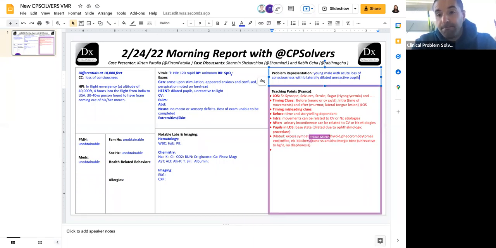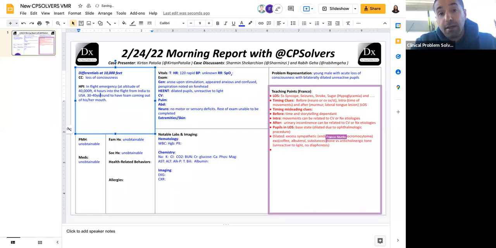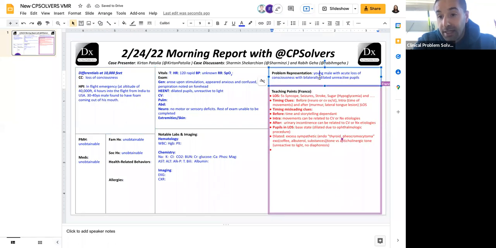But here, the time course is very helpful. You don't know the exact time course, but you know that it has to be less than 4 hours because the patient presumably self-boarded the flight. And for me, that makes it a priority to think about two things. Could this patient be hypoglycemic, or could this patient have had a seizure? Or could the patient have had both, a hypoglycemic seizure?